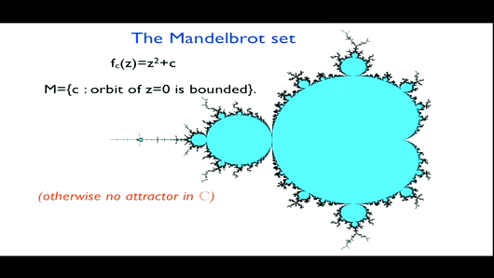And this new discussion includes the previous discussion as a special case, but it also contains a very rich collection of new objects. Okay, so what is the Mandelbrot set? The Mandelbrot set is a fundamental object in the study of these quadratic polynomials. It's defined to be the set of C such that the orbit of z equals 0 is bounded under iteration.